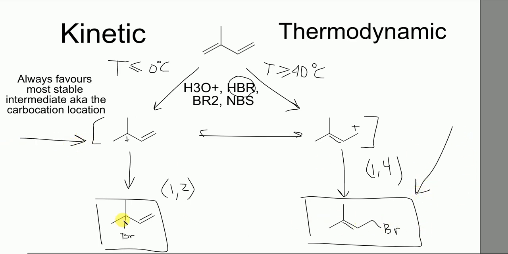And the product here, to determine what's the most stable product, we have to find the location of the double bond that is most substituted. So this is the most substituted double bond location.